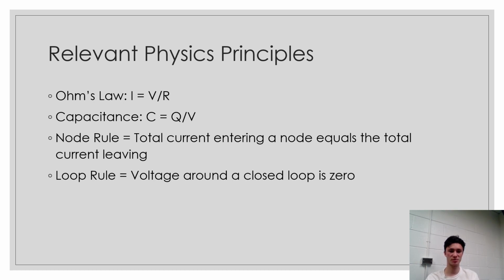The physics principles relevant for this lab were Ohm's law, which is that the current equals the potential difference over the resistance, for components in a circuit and for the circuit as a whole; and capacitance, which is where capacitance equals charge over the potential difference across the capacitor. The node rule, which is that the total current entering a node equals the total current leaving the node. And the loop rule, which is that the potential difference around a closed loop in any circuit is 0.